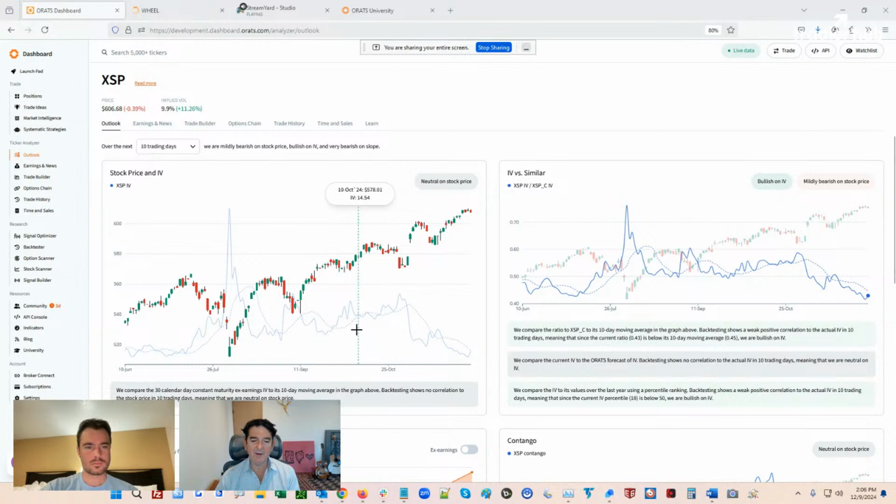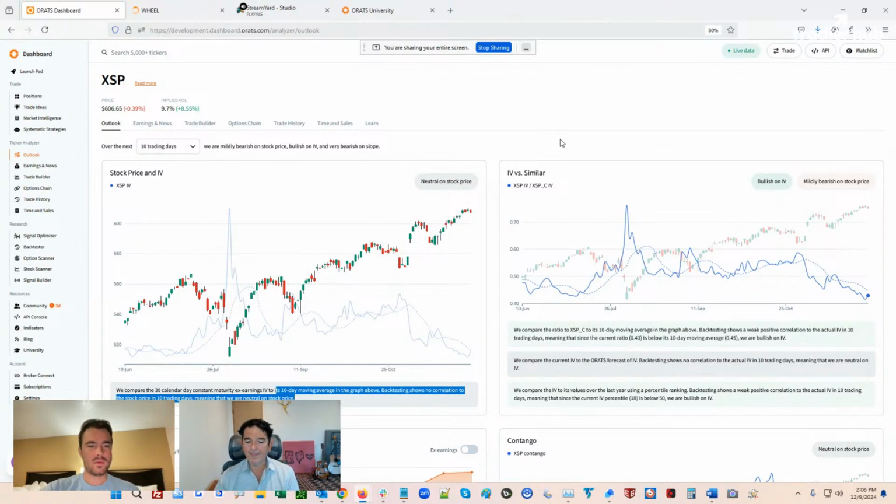So this would be implied volatility and its 10-day moving average. It's a 30-calendar-day constant maturity versus a 10-day moving average. When it goes above it, that's not a good sign. When it goes below it, that's a pretty good sign. So that'd be one thing to look at. Yeah, the way that it overlays there is interesting.